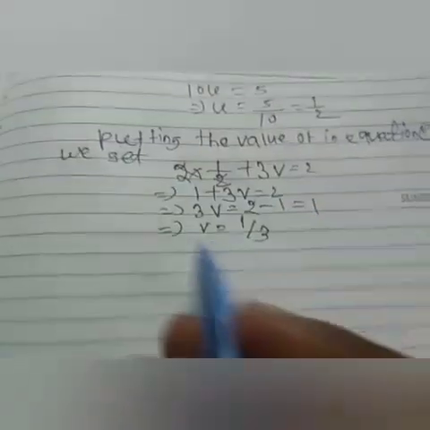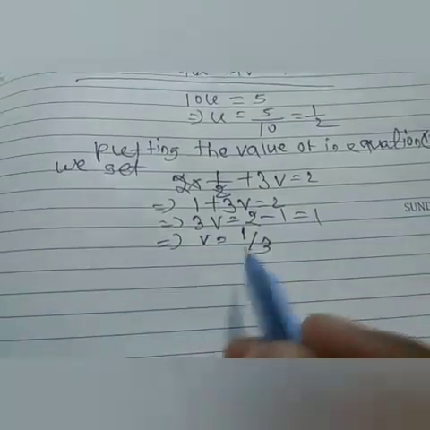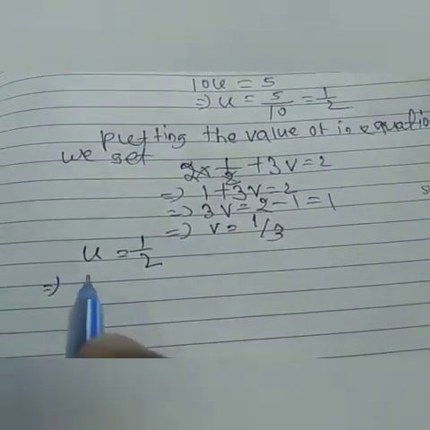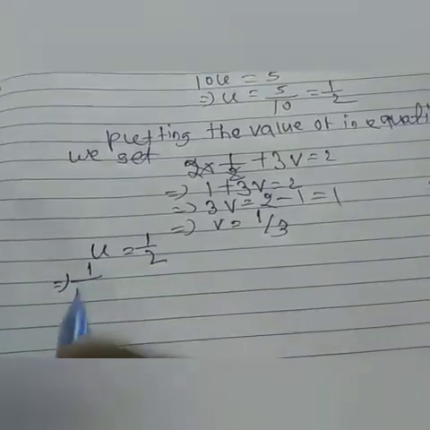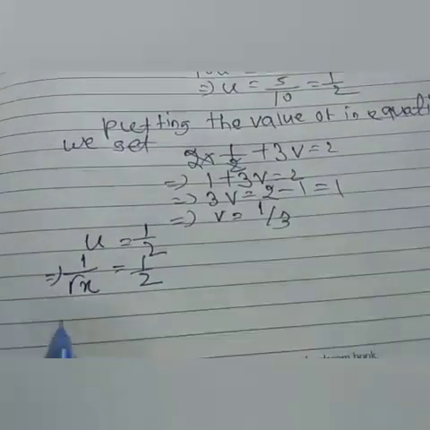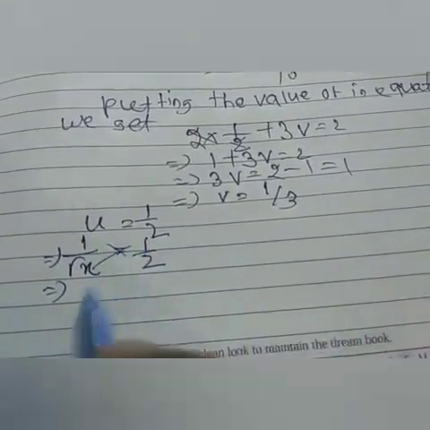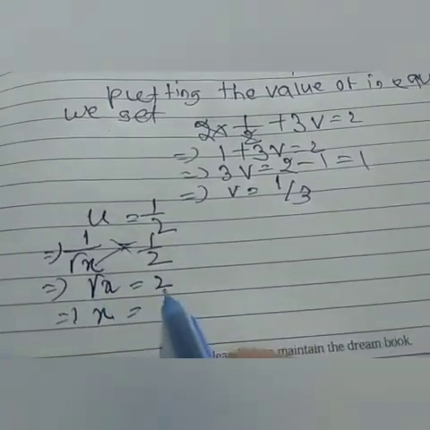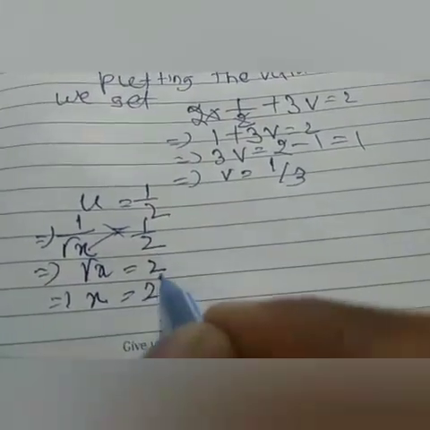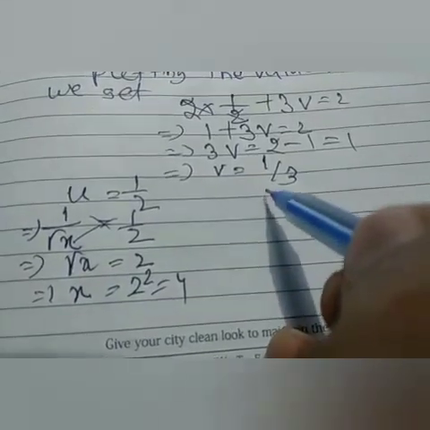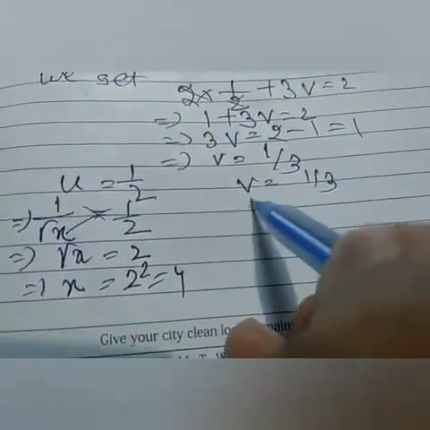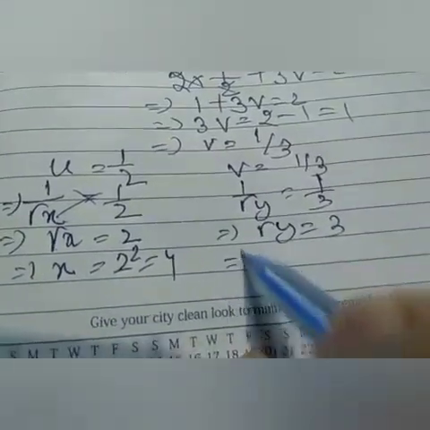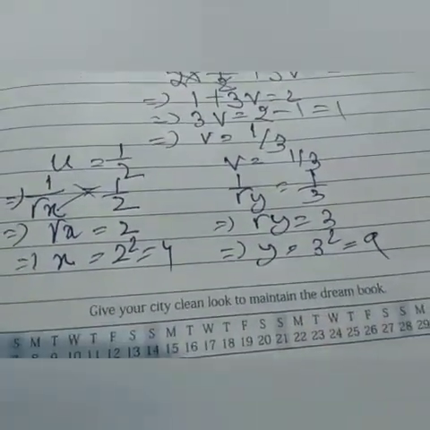But we have to find the value of x and y. So first u equals 1 by 2. But we take u as 1 by root x, that is 1 by 2, then cross multiplying, root x equals 2, x equals, the root going to this side, becomes 2 square equals 4. Then v equals 1 by 3, v equals 1 by root y equals 1 by 3, root y equals 3, y equals 3 square equals 9.